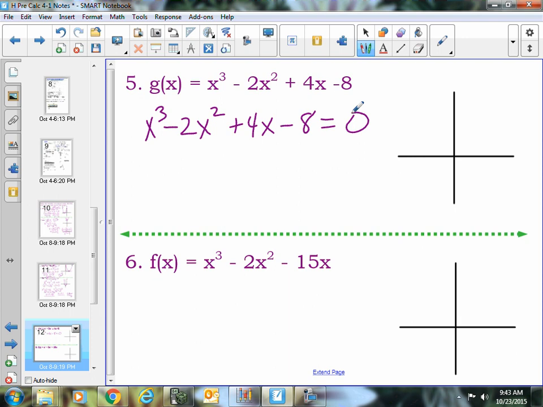But you could not have two or one imaginary and two real. That could never happen. Imaginaries always come in pairs. So let's see what we're going to do on this one.